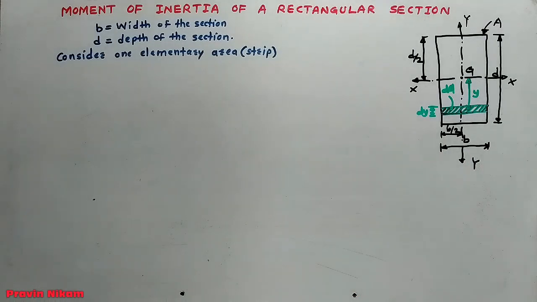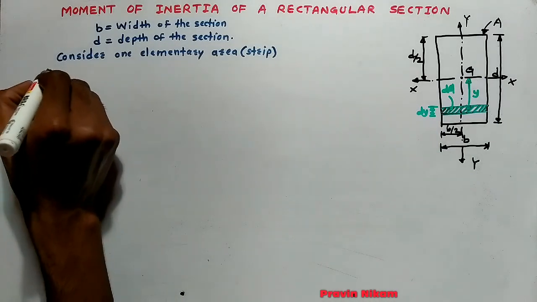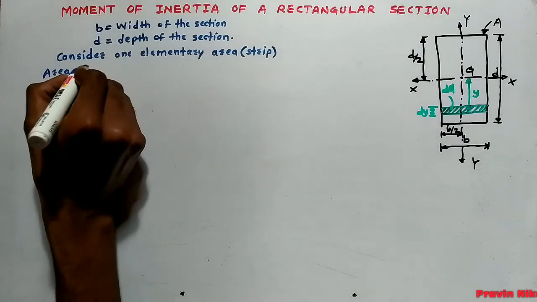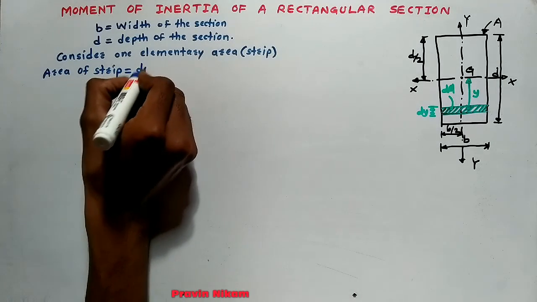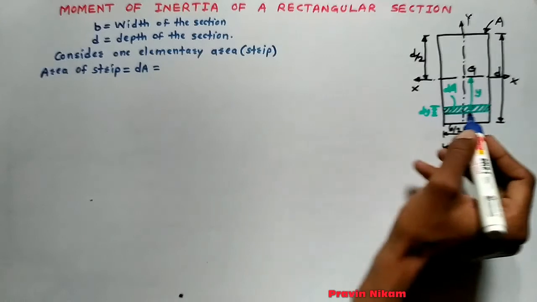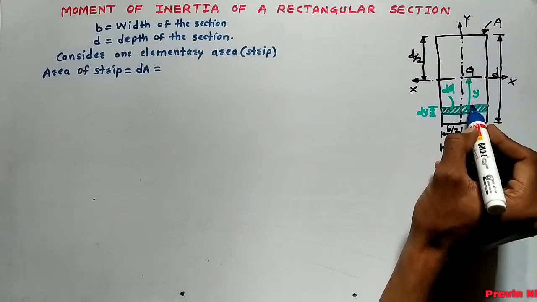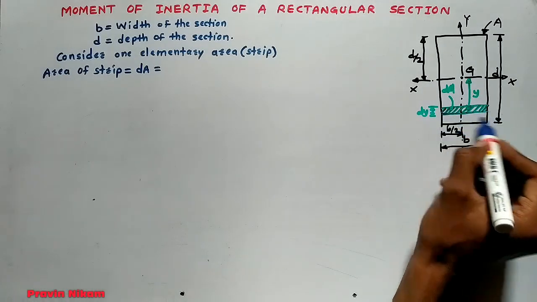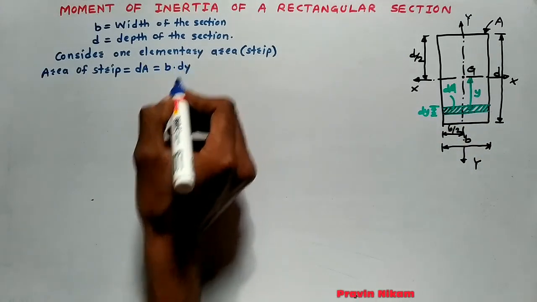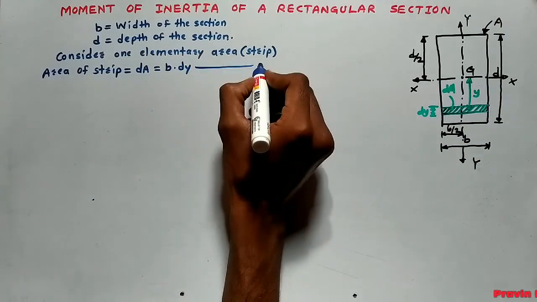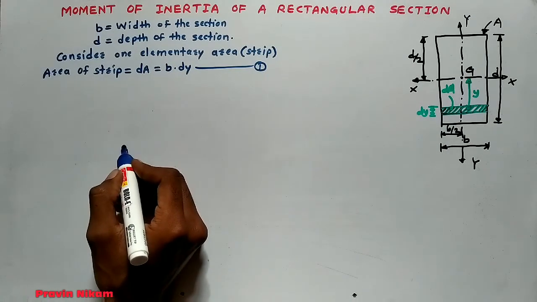Now what is the area of this elementary strip? Area of strip, that is dA, is equal to B into dy. Let us take this as equation 1.